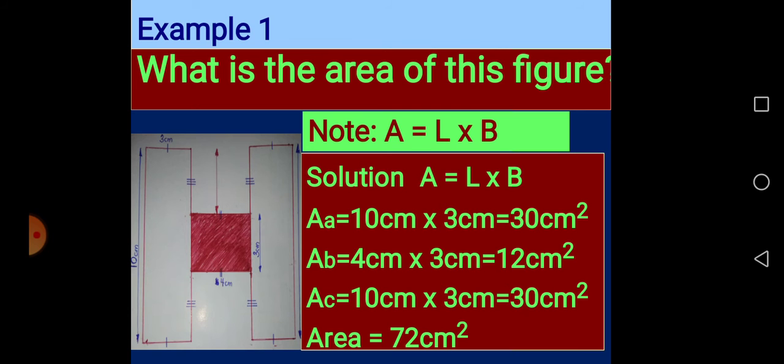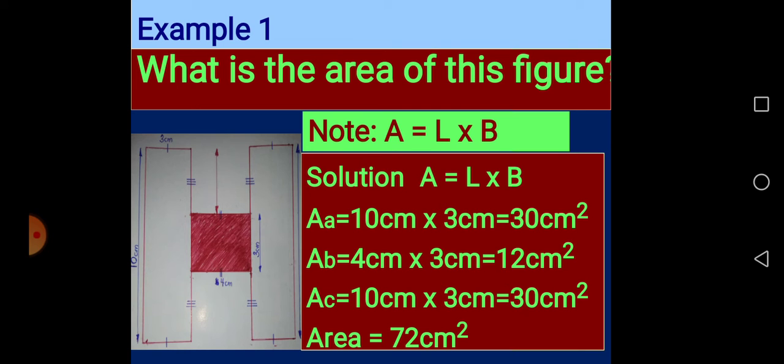So we have the solution. Since we are using only area of a rectangle, you just take note, area is length times breadth. So the solution for each of them, we have area A, that's the one on the left. Area B, the one shaded with red. Then area C, the rectangle on the right.